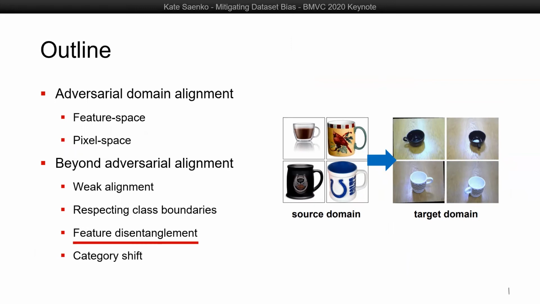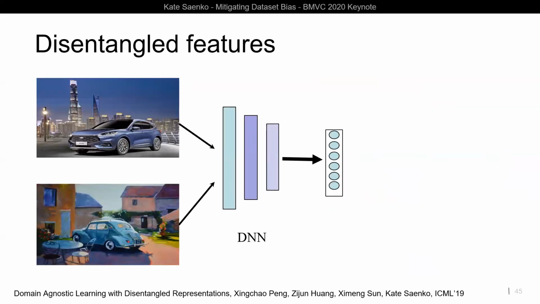Great. So the next thing I want to talk about is feature disentanglement. Suppose that we again have two domains and we want to transfer a model from some source domain to a new target domain. But what we're going to do instead of feature alignment that I showed you before is we're going to use this notion of a disentangled feature representation. So this is something that's been explored in the literature for various applications. And here we can actually apply that same idea to deal with domain bias.